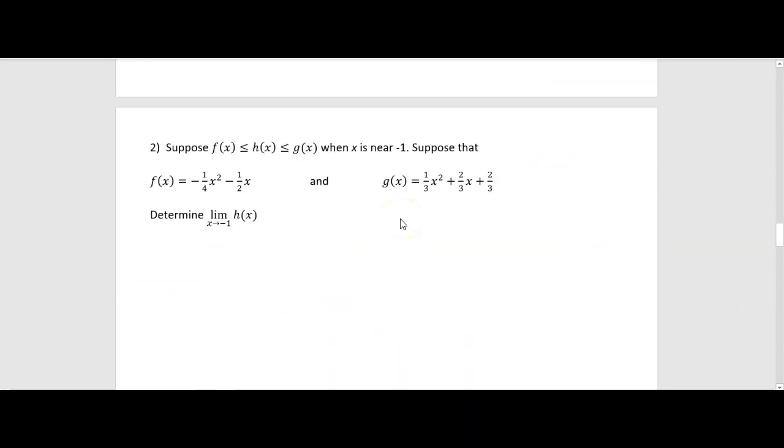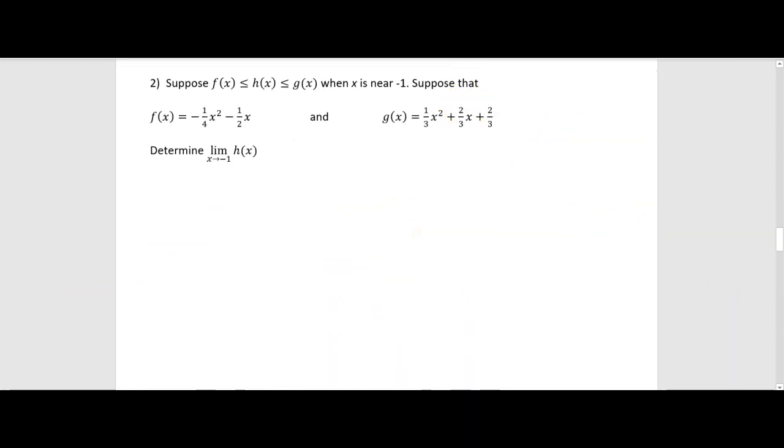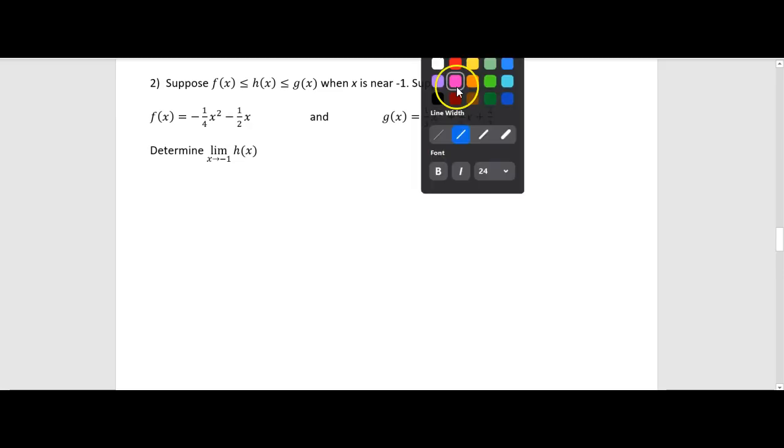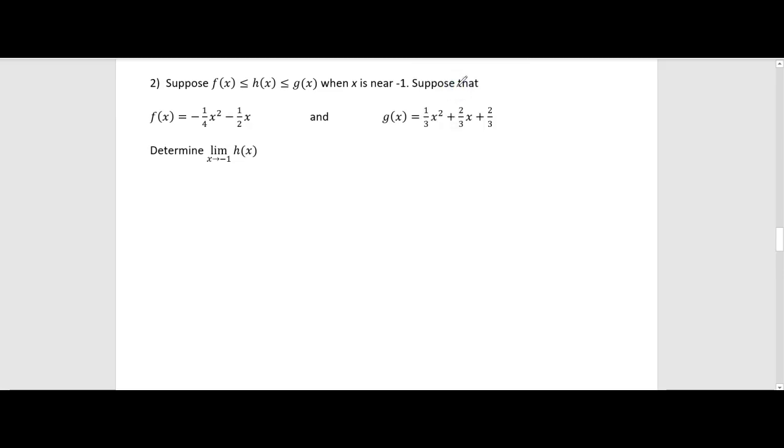Question 2. So same scenario here. We have a top and a bottom function f of x and g of x, and we have a function h of x that is in between those two functions. This time we're looking at the point as x approaches -1. So same idea. Can we show that the limits of the top and the bottom functions are equal to one another? If we can, we can say that the limit of the middle function is going to be equal to the limits of the other two. So let's start with f of x.